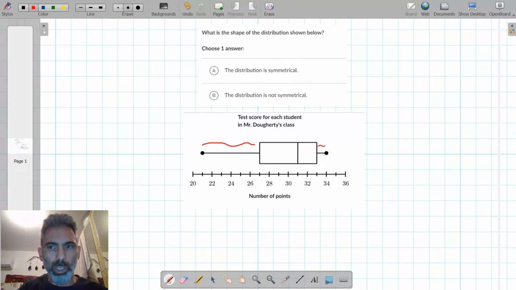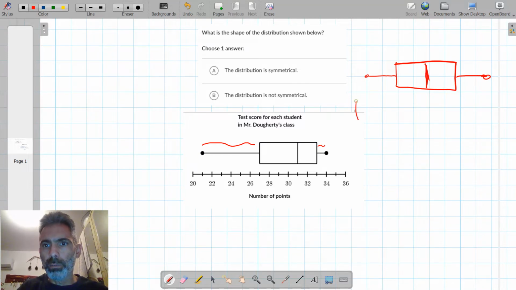If the shape was symmetrical, then the box plot will have something like this shape with the median here. This is the number line, so if you fold the shape of the box plot along the median, it will overlap exactly or approximately.